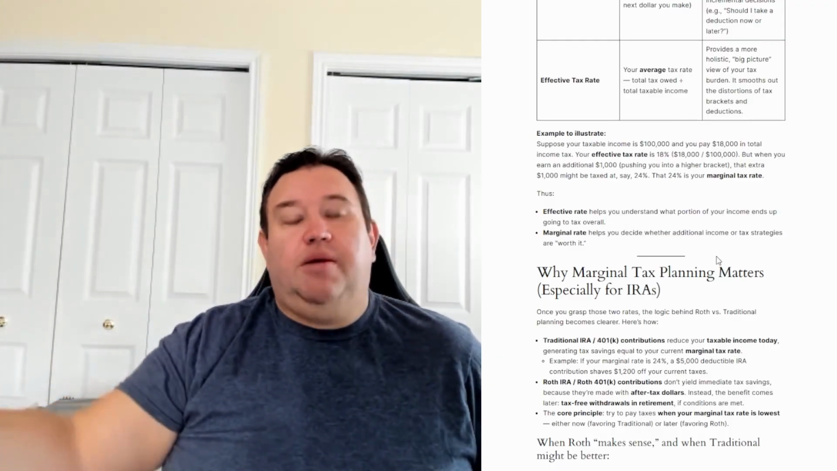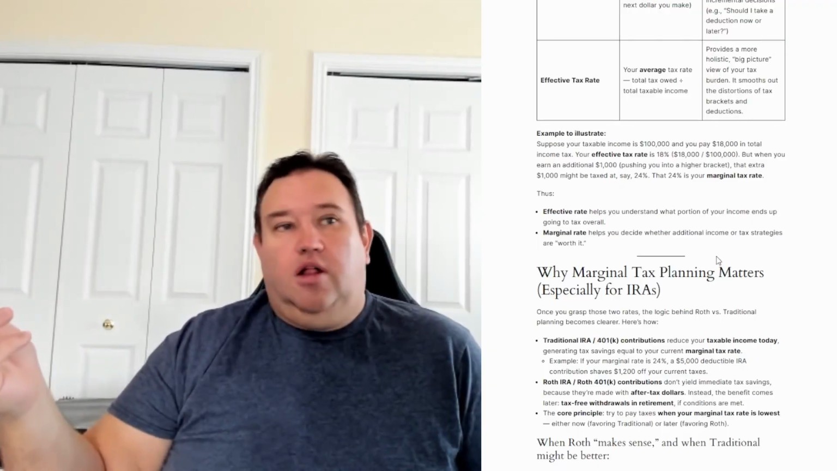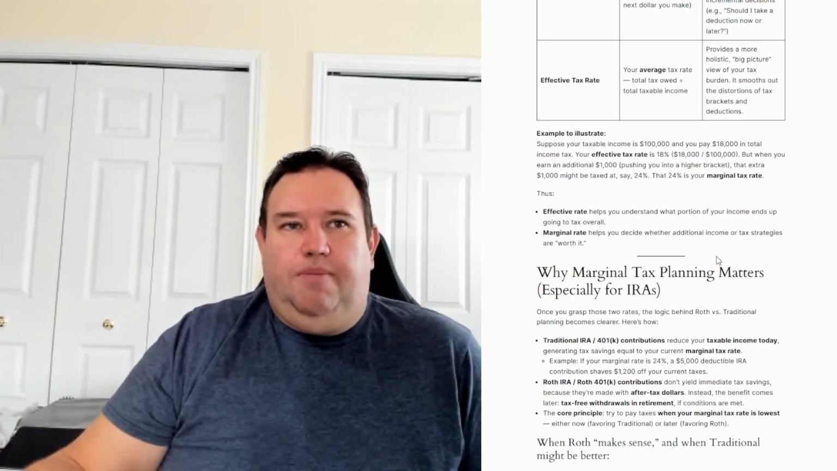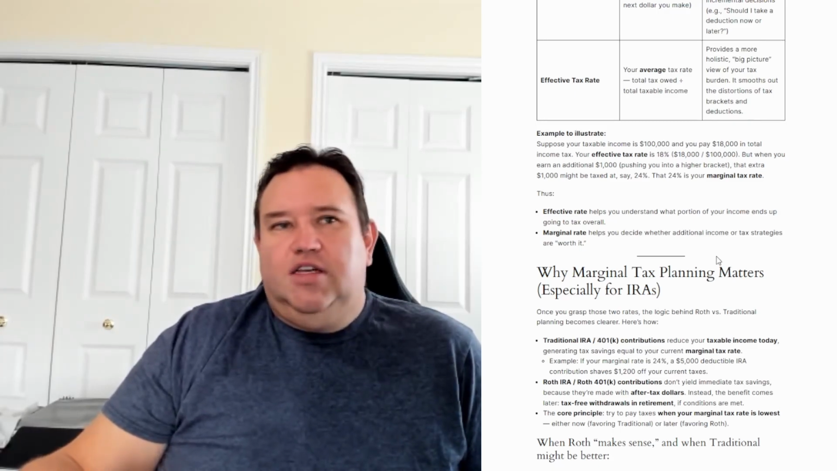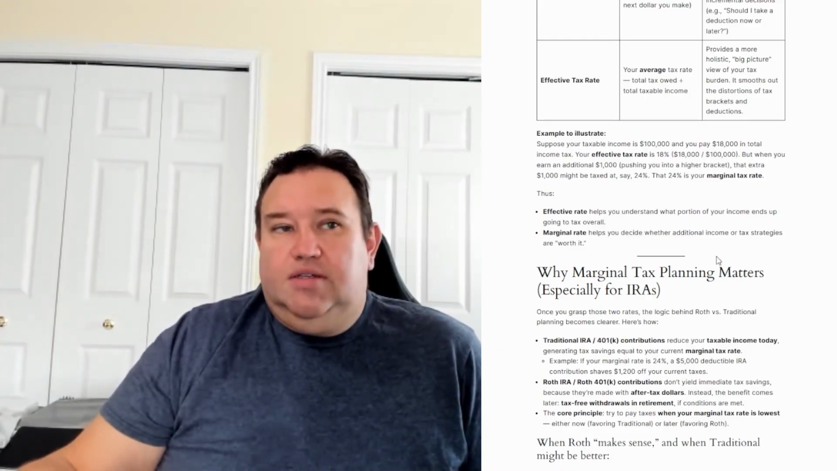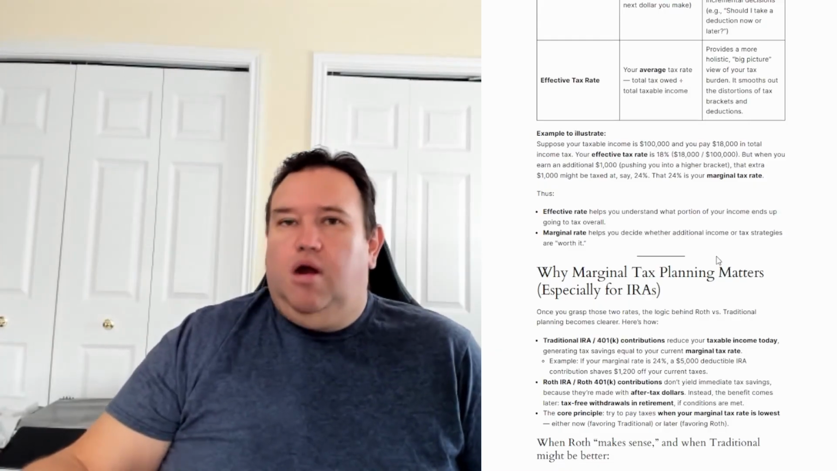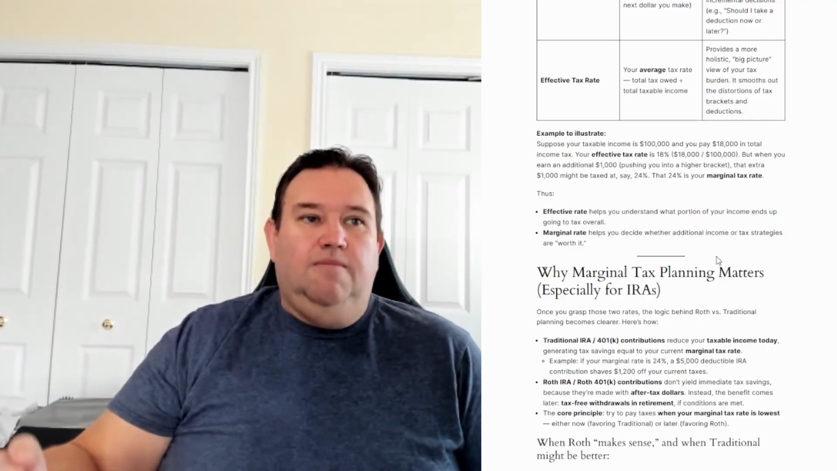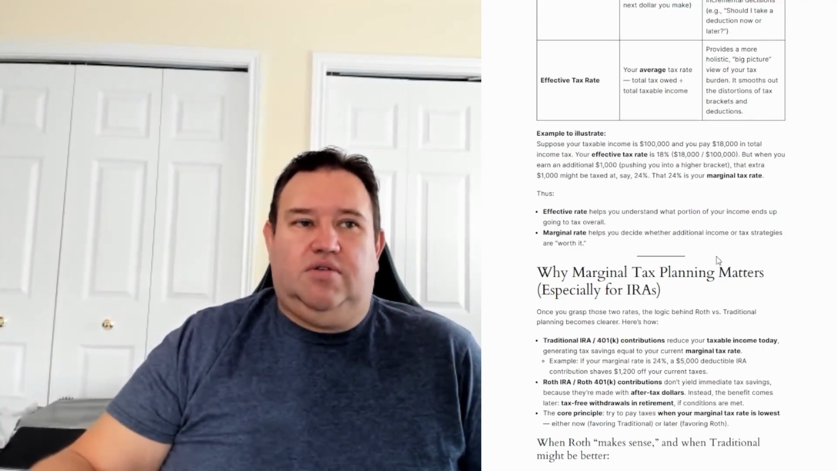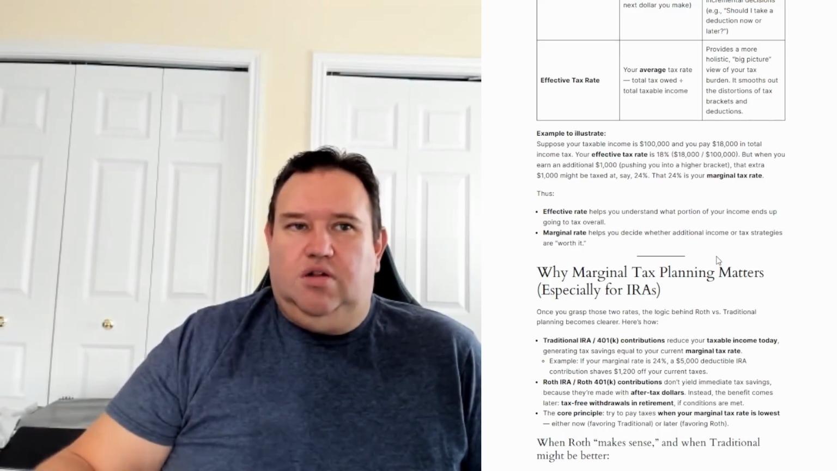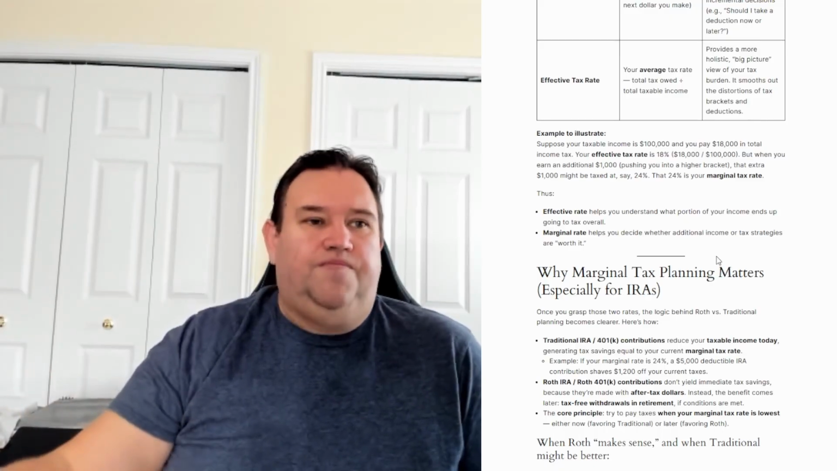Suppose you have a taxable income of $100,000 and you pay $18,000 in income tax. The effective tax rate is 18%, 18,000 divided by 100,000. But when you look at each additional $1,000 earned, it pushes you into a higher tax bracket where you might be taxed at, say, 24%. So your marginal tax rate would be 24%, but your effective tax rate would be 18%. The effective tax rate helps you understand what proportion of your total income is taxed, but your marginal tax rate helps you decide whether additional income or tax strategies are worth it.